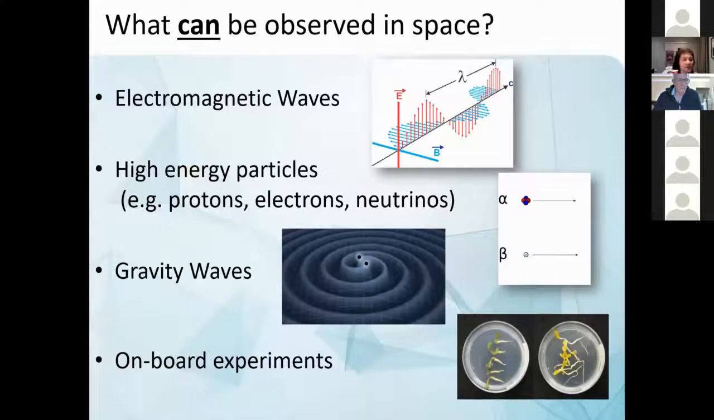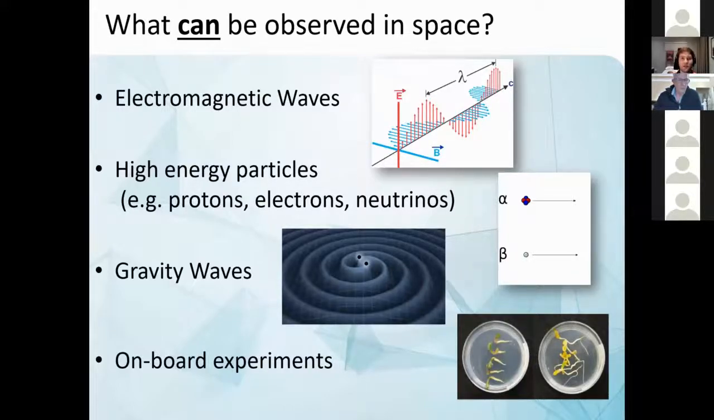You can ask yourself, what is it that you can actually see from a space-based platform? Here are 4 possibilities. You can look at electromagnetic waves because they travel through vacuum. You can look at high energy particles, like the solar wind, for example, which get emitted and just travel through space. You can look at gravity waves. As I said, there was that amazing talk, and I can point anyone who's interested to that talk. That's quite a recent discovery.